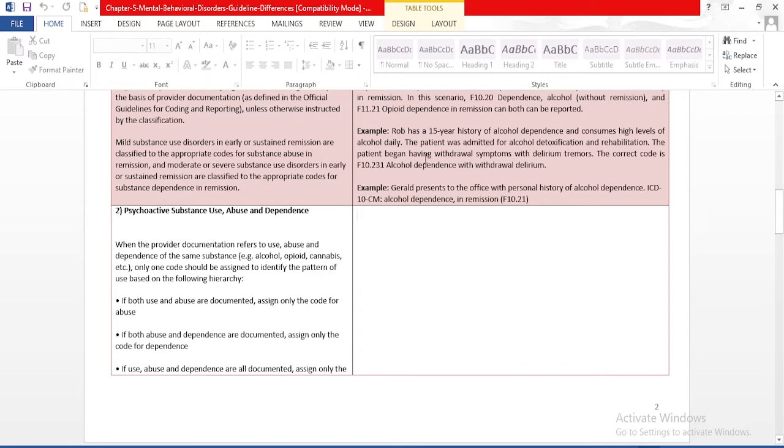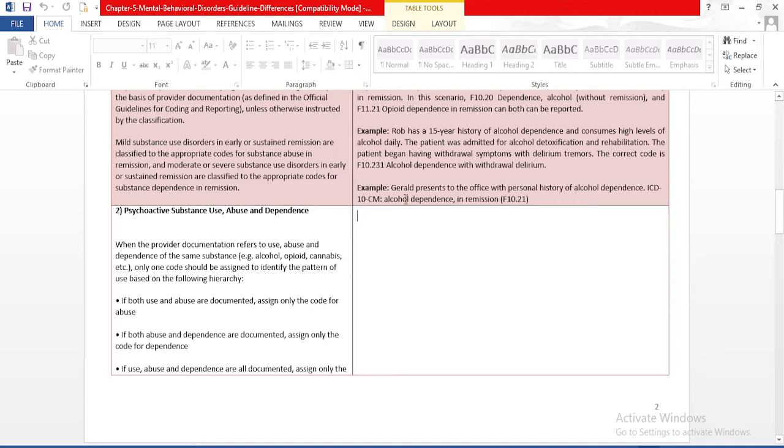So we have one more example here. Rob has a 15-year history of alcohol dependence and consumes high levels of alcohol daily. The patient was admitted for alcohol detoxification and rehabilitation. The patient began having withdrawal symptoms with delirium tremors. The correct code is F10.231, alcohol dependence with withdrawal delirium. So whenever we code chapter 5, we need to check the documentation properly in order to code.